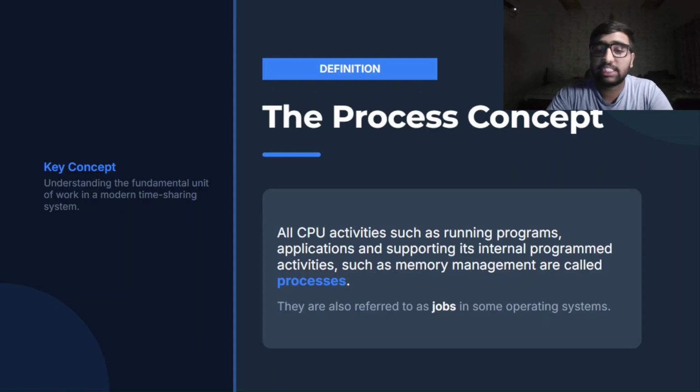All the CPU activities such as running programs, applications and supporting internal activities such as memory management are called processes. So any activity which is done by the CPU is a process. It could be explicit, such as a command to run a certain program given by the user, or it could be done implicitly by the system itself. For example, loading of the operating system into the main memory by the bootstrap loader. They are also referred to as jobs in some operating systems. So both the terms processes and jobs are used interchangeably. Both of them mean a CPU activity.